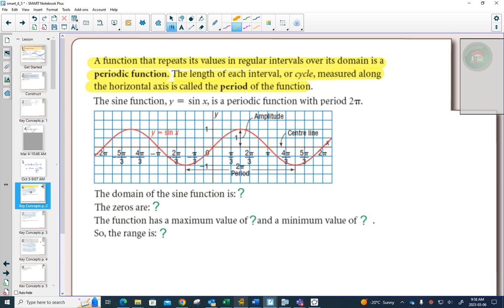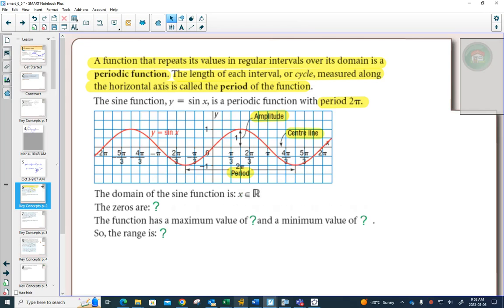Some other definitions, if we're highlighting more stuff here, so we've got our period being 2 pi. You can highlight that. The distance from the center line to a maximum or center line to a minimum is something called an amplitude. And the amplitude of this graph is 1. The domain is everything.